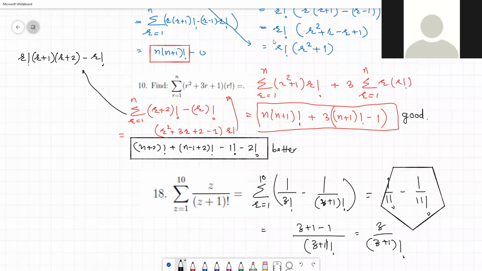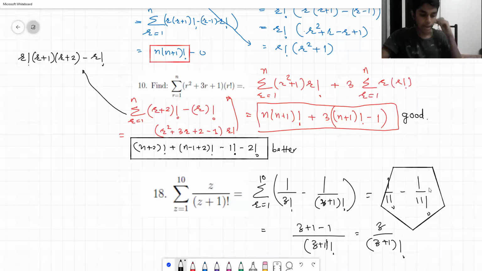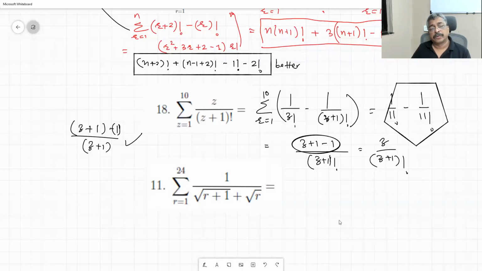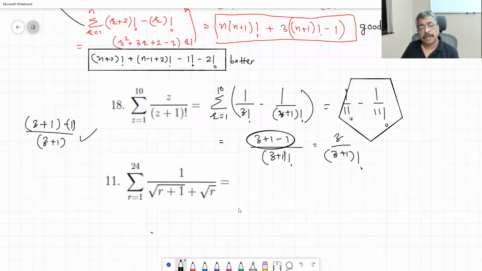Next. Sir, I directly went, I didn't do experiments. Next problem is sigma r goes from 1 to 24, 1 upon (radical r plus 1 plus radical r). Unless the denominator gets factorized, we will not be able to split, and in this case it is not possible to get the denominator factorized, and hence we have to think of rationalizing.